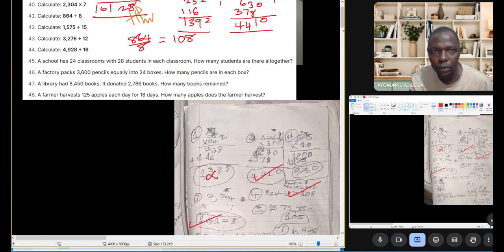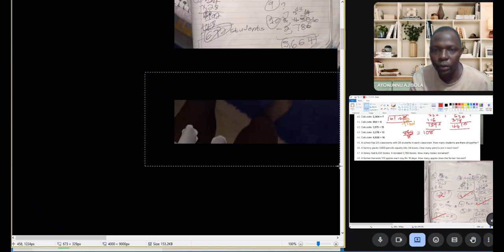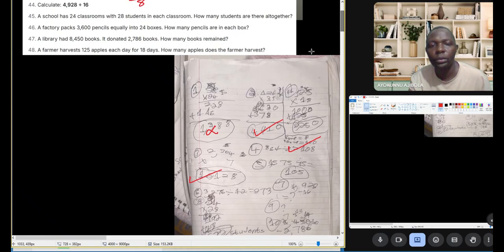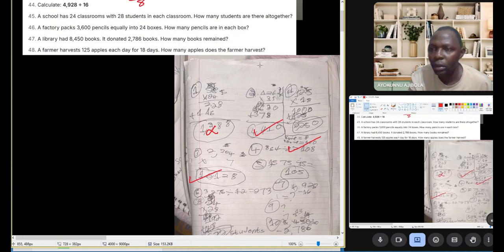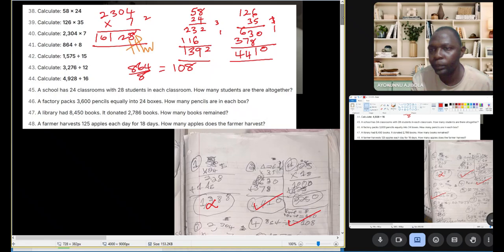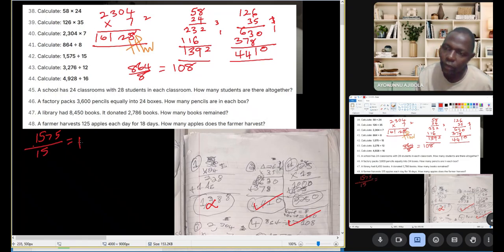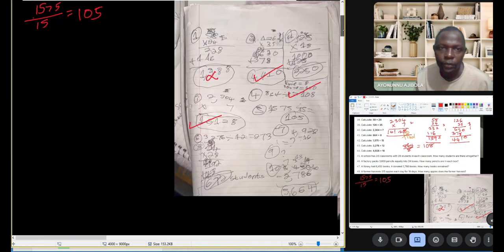So, let's do something with that. So, the next one says 1575 divided by 15. 15 in 15, that's 1. 15 in 7 is 0. 15 in 75, that's 5. That's 105. You get 105.